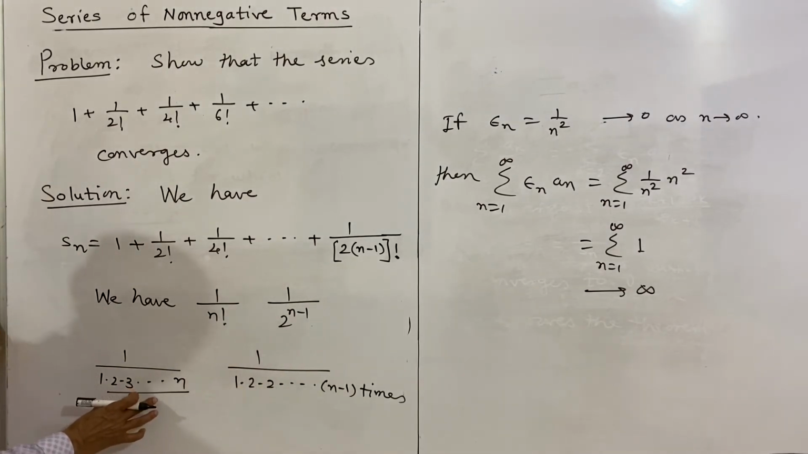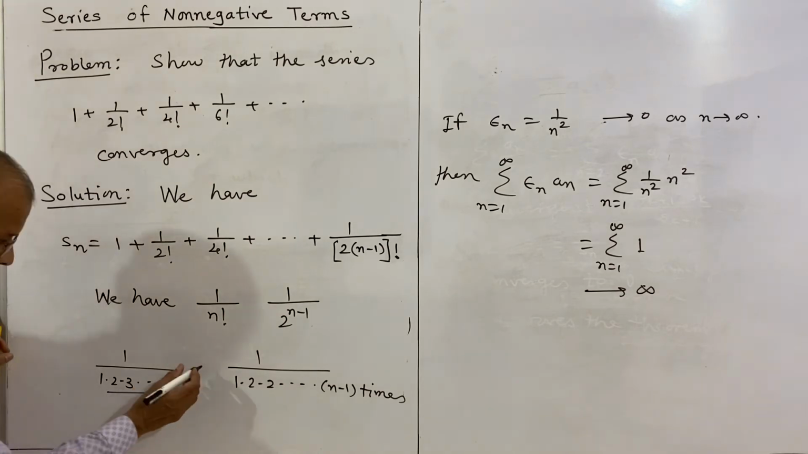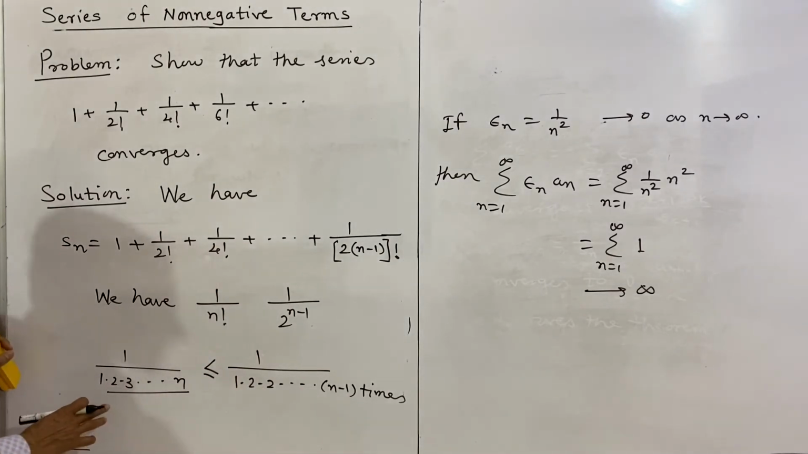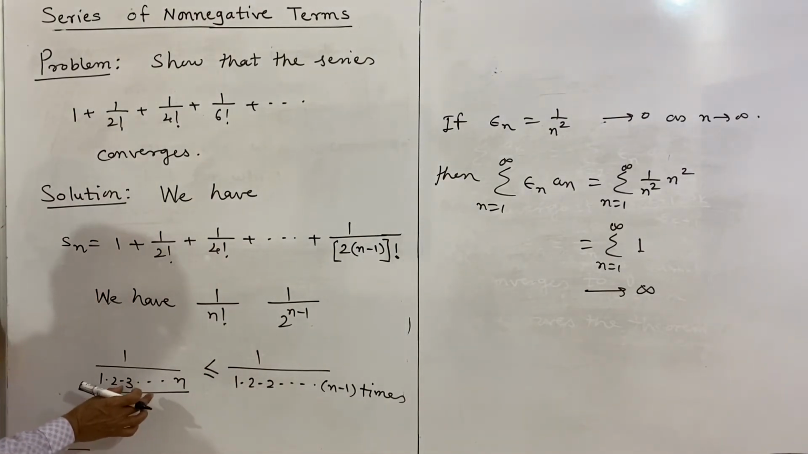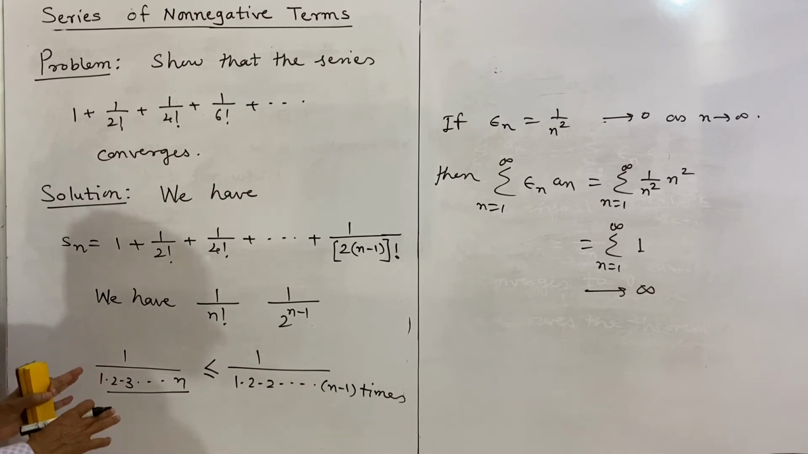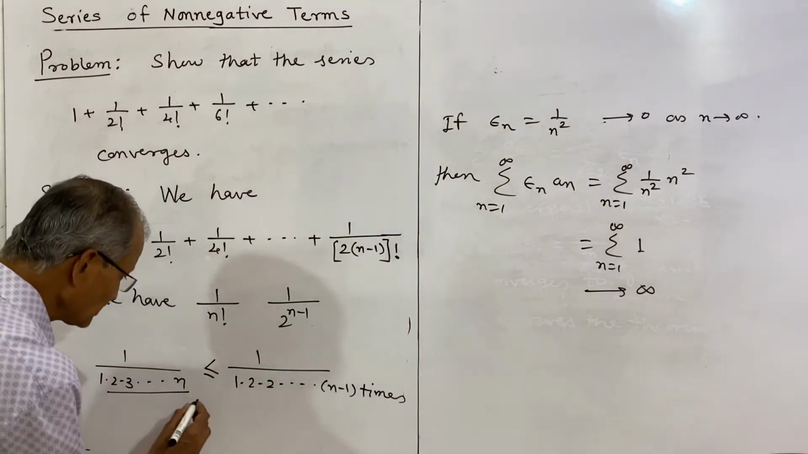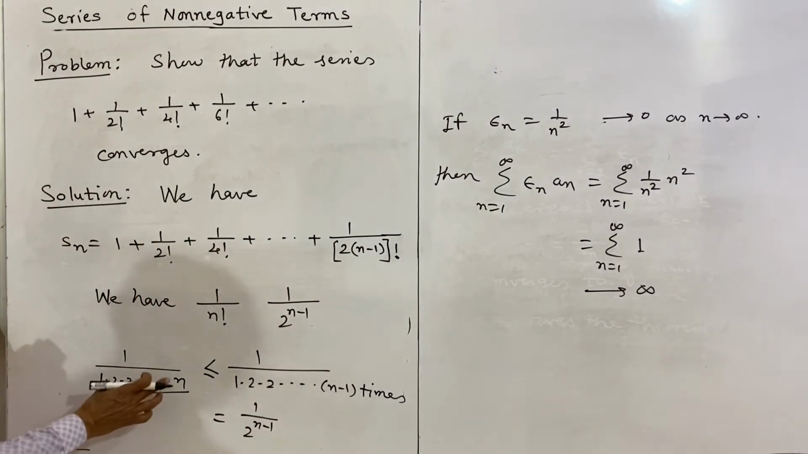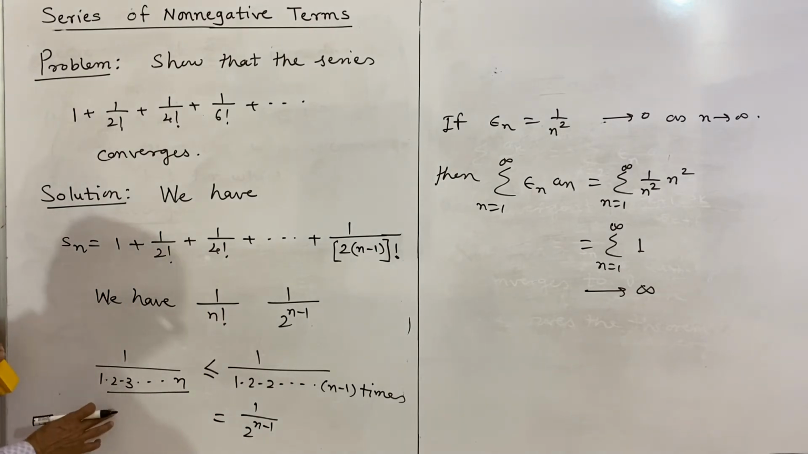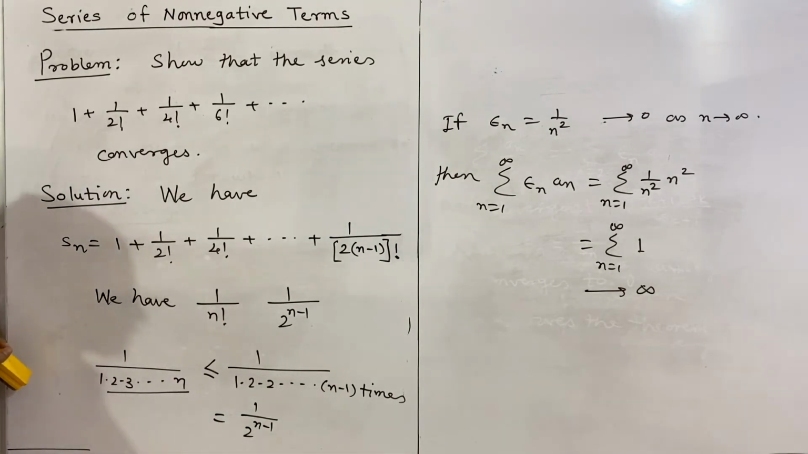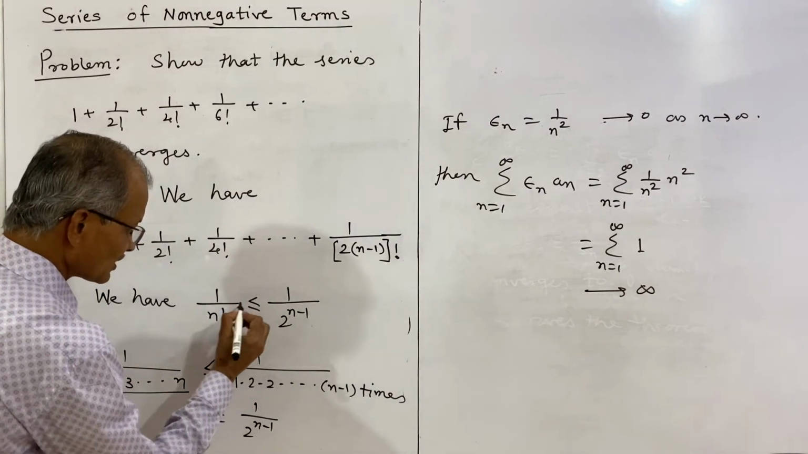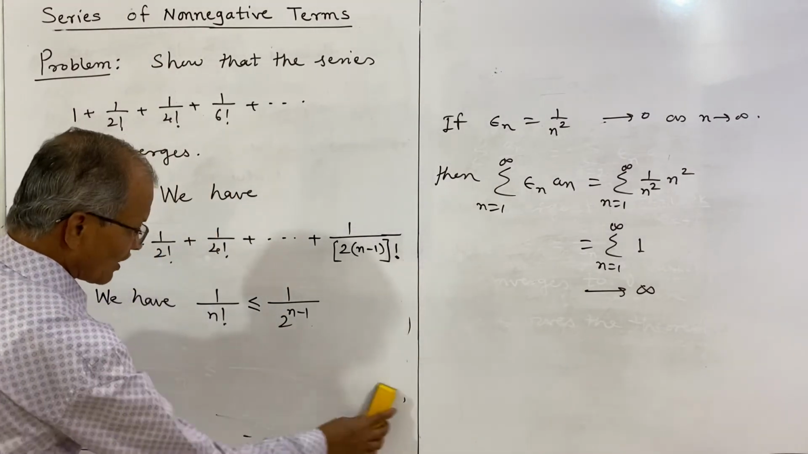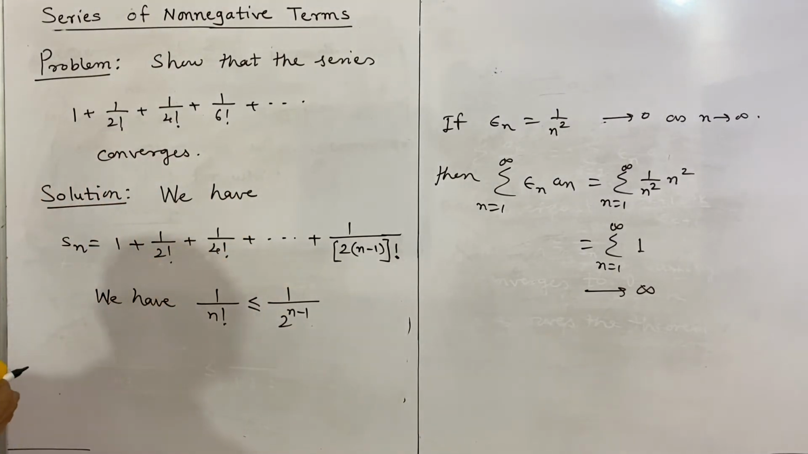But here the denominator is bigger, because 3 is greater than 2, and whenever the denominator is bigger, the value becomes less. So 1 upon n factorial is less than or equal to 1 upon 2 power n minus 1. And thus, using this relation we can write the above.